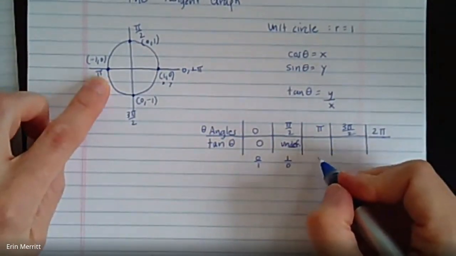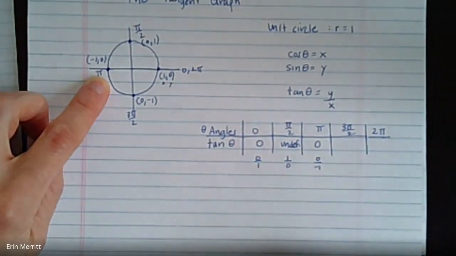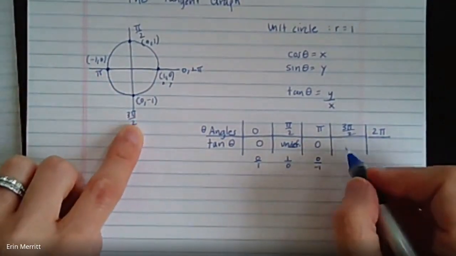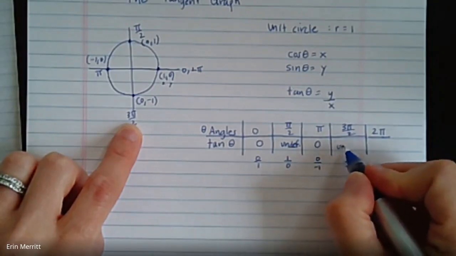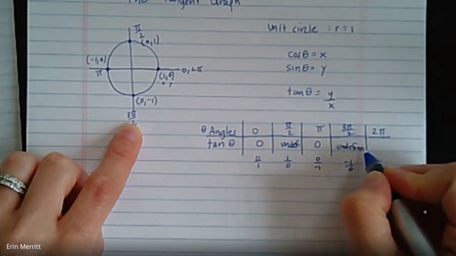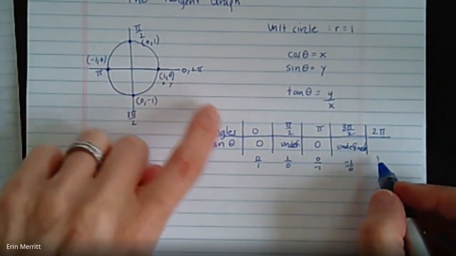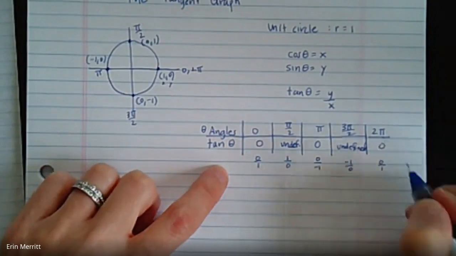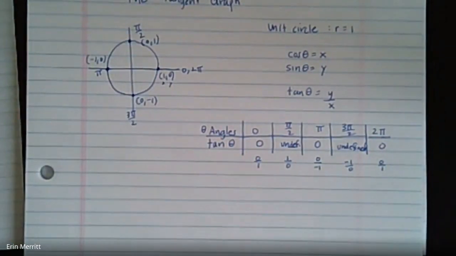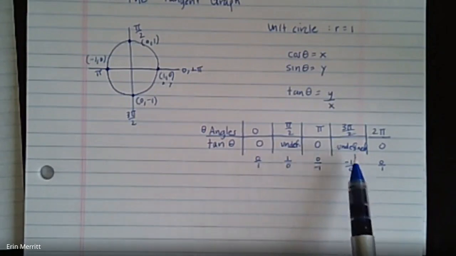Come on over to pi, y over x, 0 divided by negative 1, still 0. Come to 3 pi over 2, y over x. There's another case where 0's in the denominator, and we're looking at undefined. Right? And then back to 2 pi, well, it's going to be the exact same as what we had at 0. It would be 0 over 1. And so it's going to keep repeating. So when you look at this, you keep getting values of 0, undefined, 0, undefined.